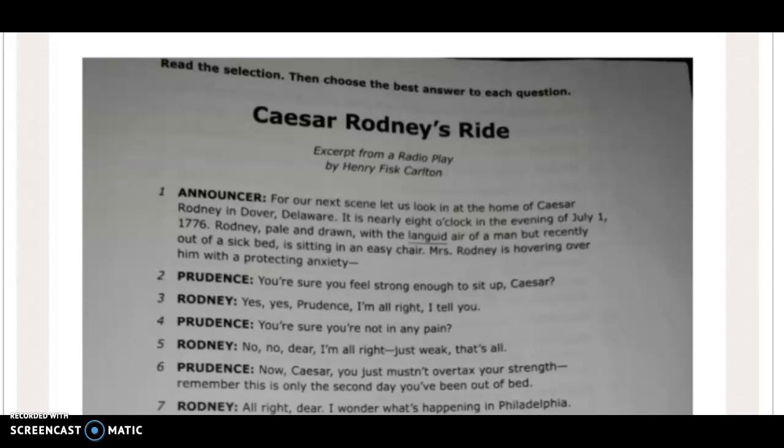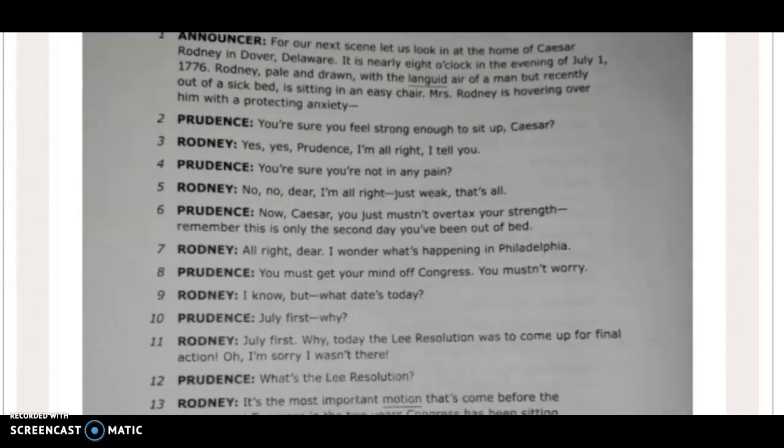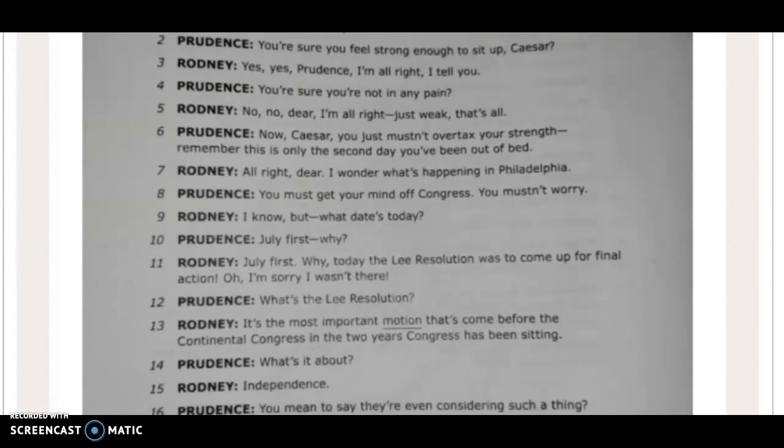So as you see here, boys and girls, the main characters here at the beginning of this play are Prudence and Rodney.